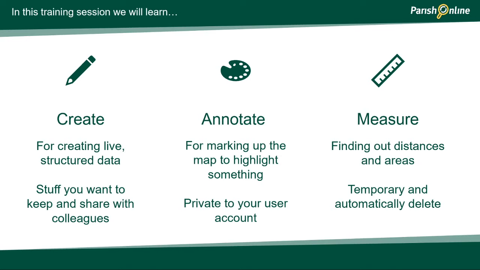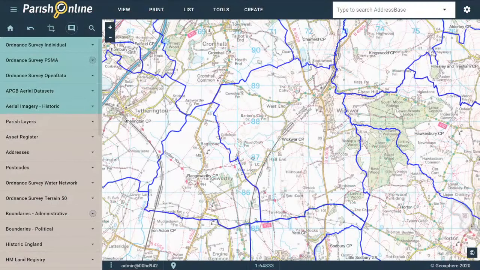Right, so let's go into Parish Online itself. Switch over now. And what we're going to do now is start with the Create tool. So just to give you an idea of what we're going to use the Create tool for, we are going to be putting map objects into one of two areas. And one of those areas is the parish layers.